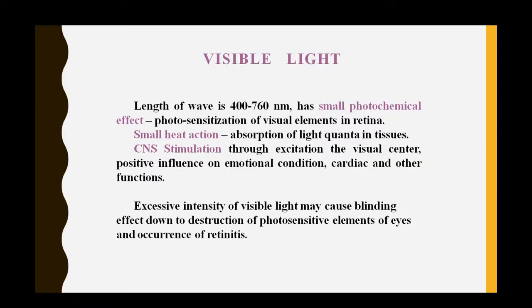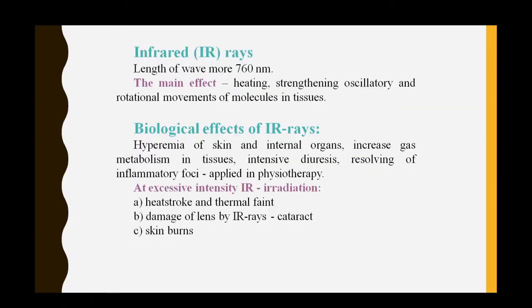Excessive intensity of visible light may cause blinding effect, down to destruction of photosensitive elements of eyes and occurrence of retinitis. So due to visible light we can see, and there is a positive effect on CNS, due to stimulation of visual center and positive influence in emotional sphere.